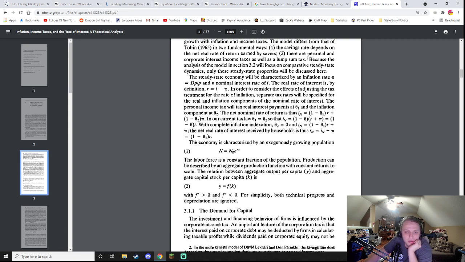I am so confused. The steady state economy will be characterized by an inflation rate pi equals dP divided by P and a nominal interest rate of i.